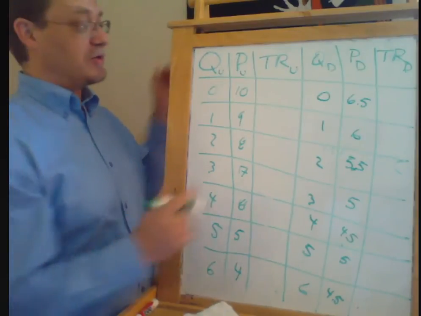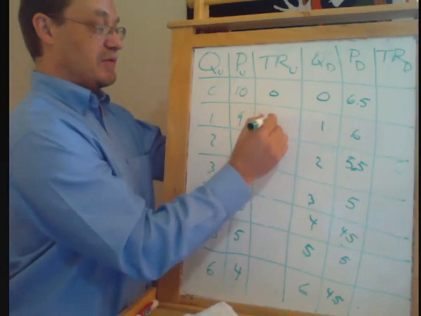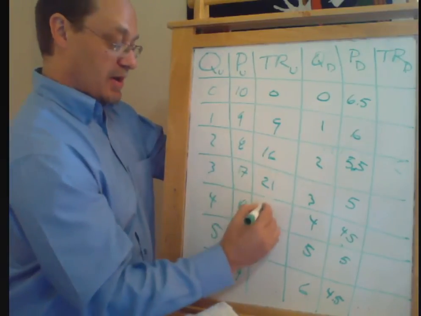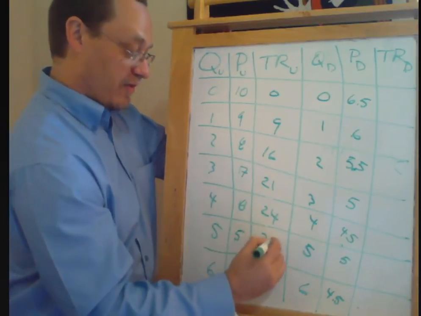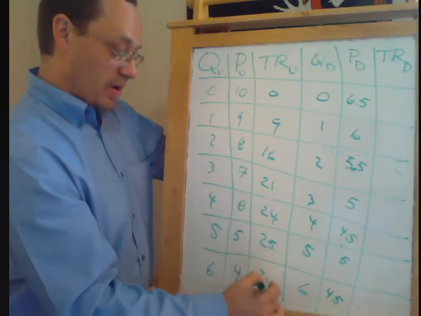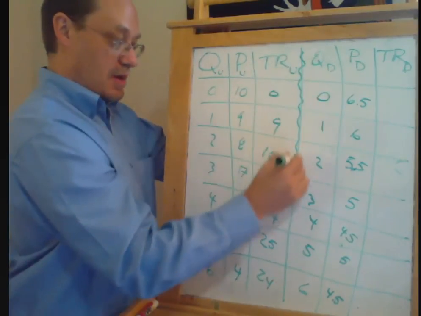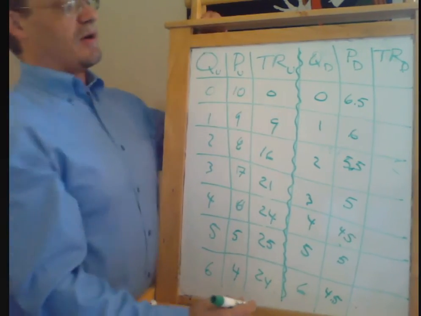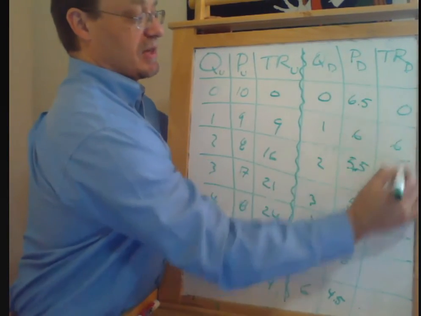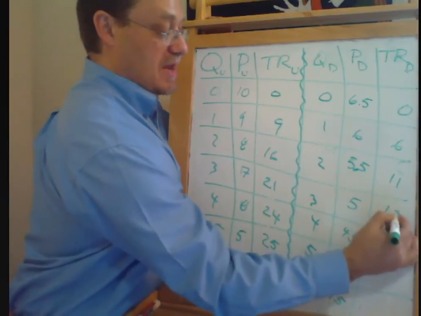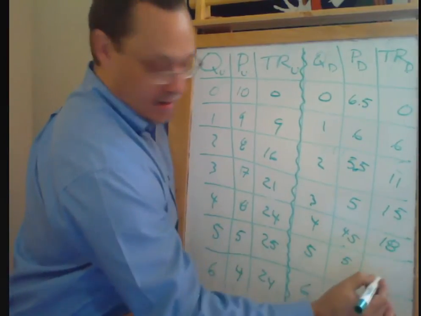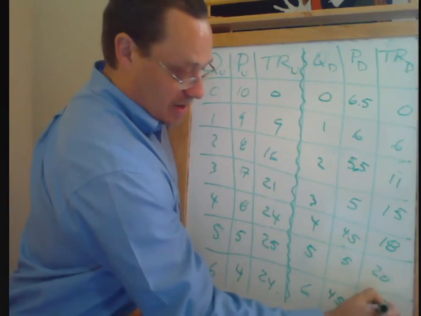And we're going to think about total revenue. Of course, total revenue is 0, 9, 16, 21, 24, 25, and 24 here in our uptown market. And in our downtown market, 0, 6, 11, 15, 18, 20, and 21.